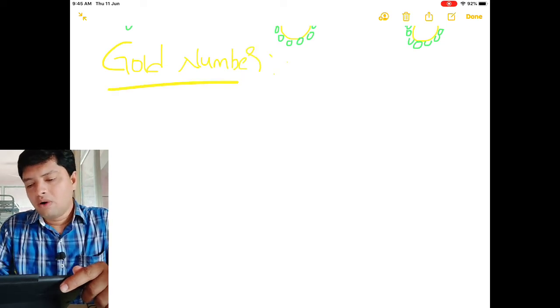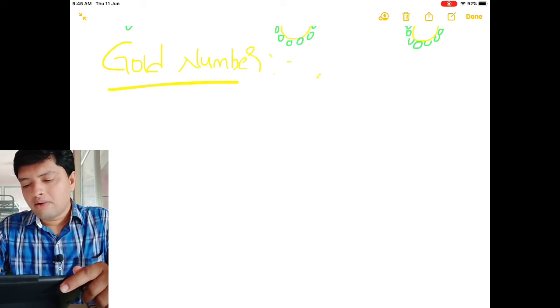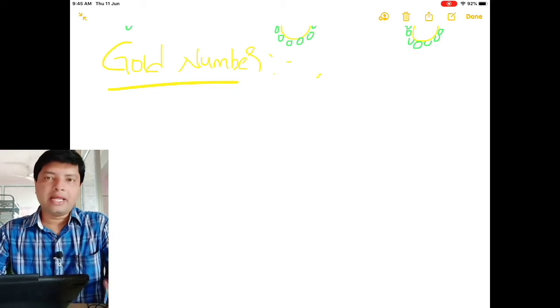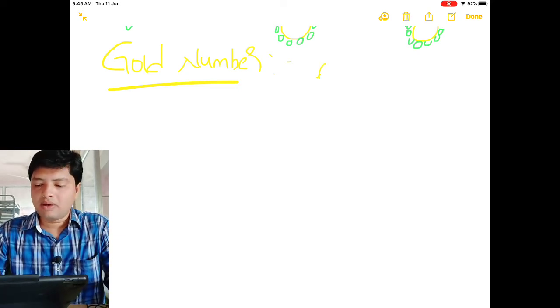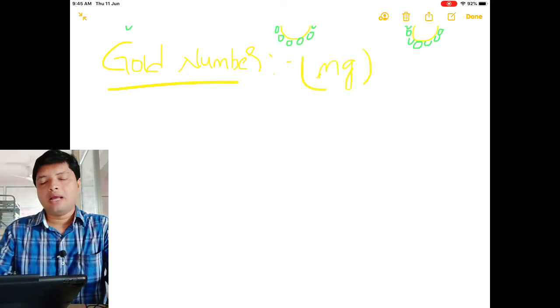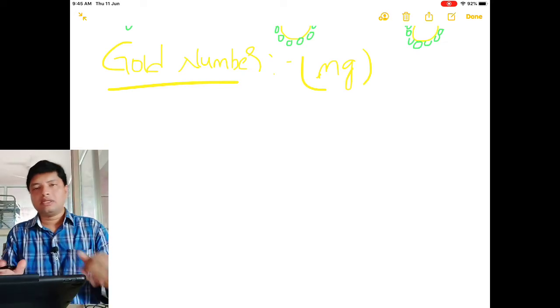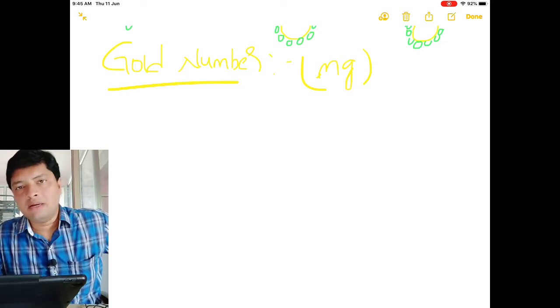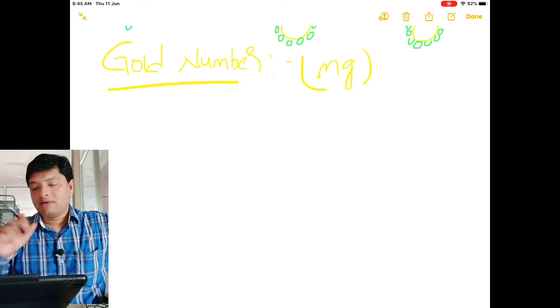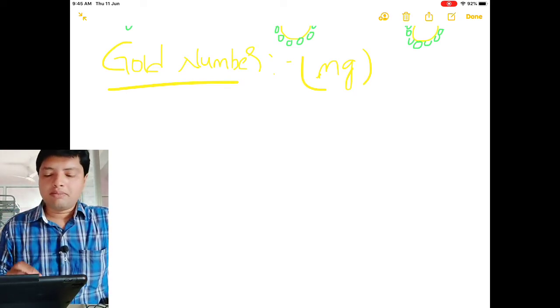The unit for the gold number is gram, or any unit which represents mass. So, I will write mg, gram, anything. Okay, we will consider it as mg. That is the unit for the gold number. Why? We will see this. So, what would be the gold number?